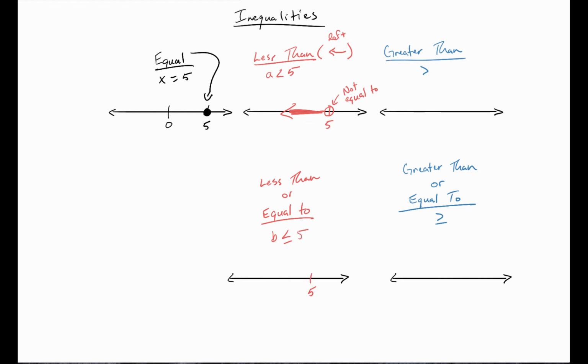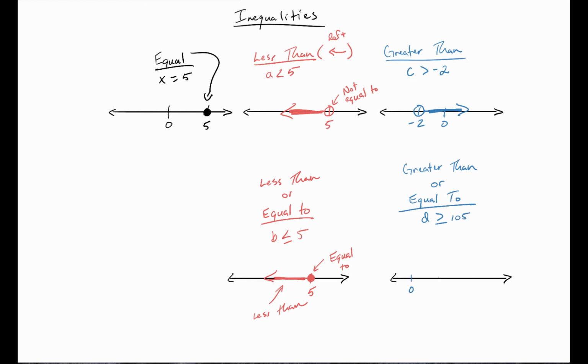Now, if b is less than or equal to 5, we use the closed circle because we want 5 to be part of the solution set. It works in this case because it's less than or equal to. And then we go to the left. Now, talking about greater than, if we have c is greater than -2, okay, well, we're going to put that open circle at -2 since it's not part of the solution set. And then we're going to put an arrow to the right.